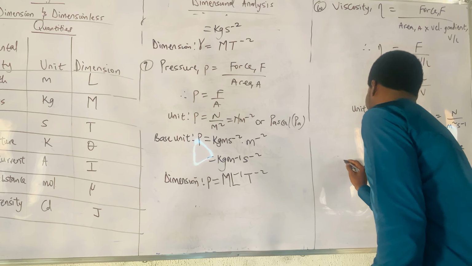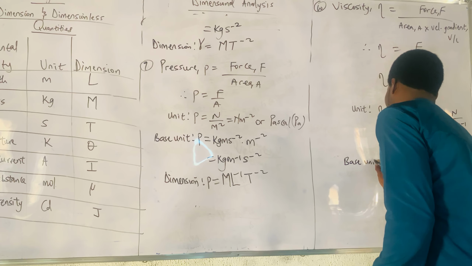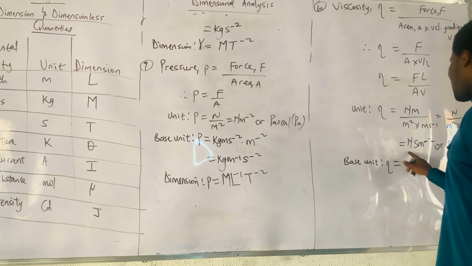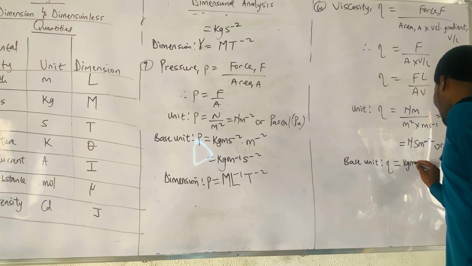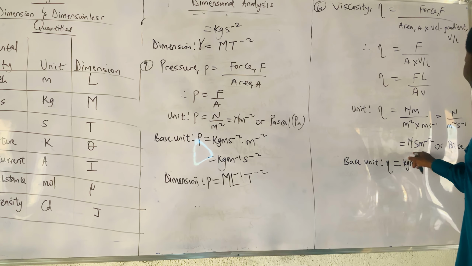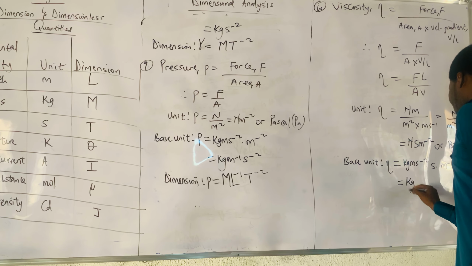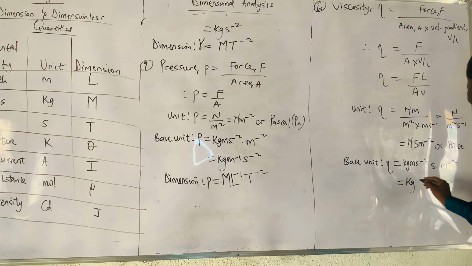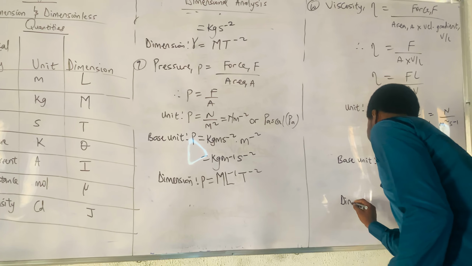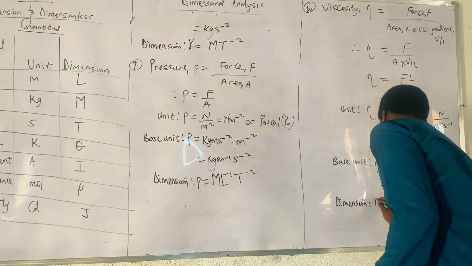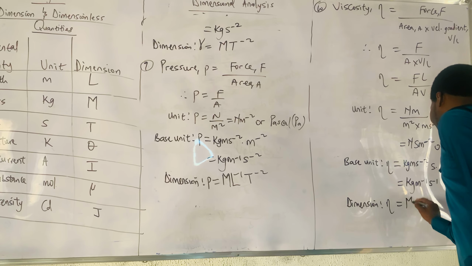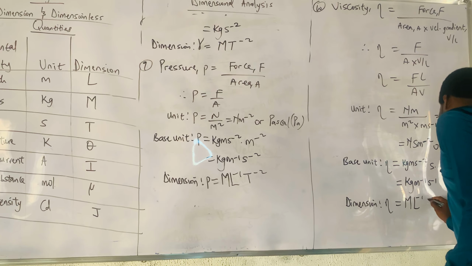Then we have the base unit now. The base unit of Newton is kilogram meter per second square. Then that's for N alone. We have S, then we have m raised to power minus 2. Now m times m to the power minus 2 will give us m raised to power minus 1. Per second square times second will give us s raised to power minus 1. So the base unit is kilogram per meter per second. So dimension now. We make capital letter M, L raised to power minus 1, T raised to power minus 1.